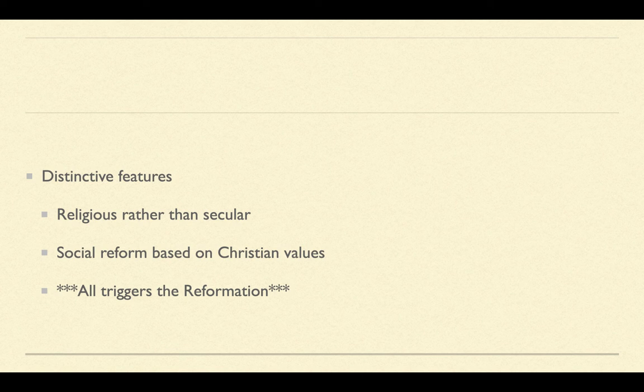And since they are looking at it with a religious standpoint, they are going to be very critical about the things that are taking place down in the Italian city-states. They're also going to focus on social reform. So how can we improve our society? Because that was one of those humanist values, that we do need to make improvements. We do need to make a better world, but it's going to be based on Christian values. And what we're really going to see here, this distinctive feature in the Northern Renaissance, is going to be what triggers the Reformation.